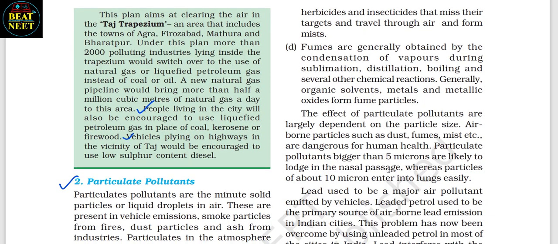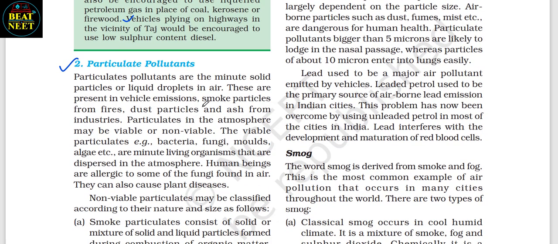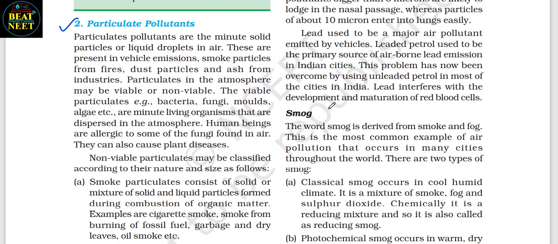Number 2. Particulate pollutants. Particulate pollutants are the minute solid particles or liquid droplets in air. These are present in vehicle emissions, smoke particles from fires, dust particles, and ash from industries. Particulates in the atmosphere may be viable or non-viable. The viable particulates, for example bacteria, fungi, molds, algae, etc., are minute living organisms that are dispersed in the atmosphere. Human beings are allergic to some of the fungi found in air. They can also cause plant diseases.